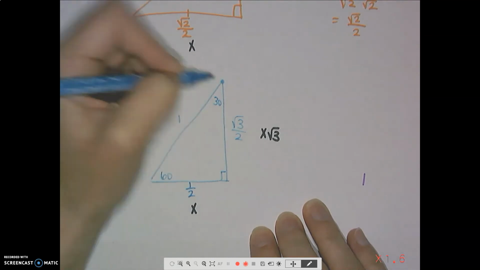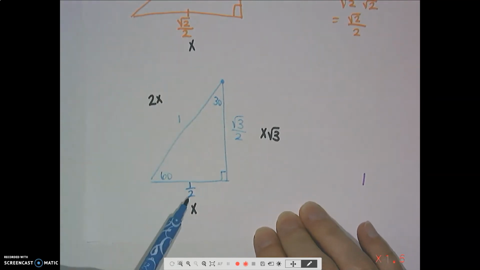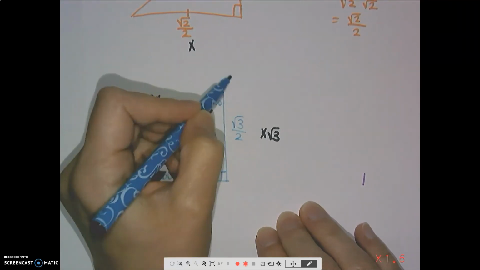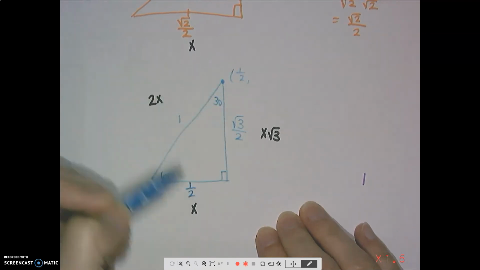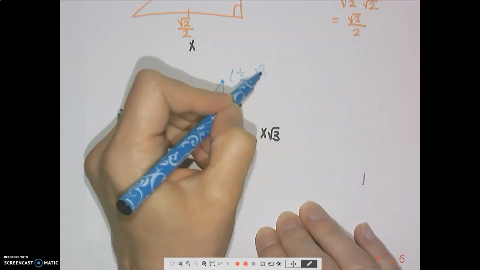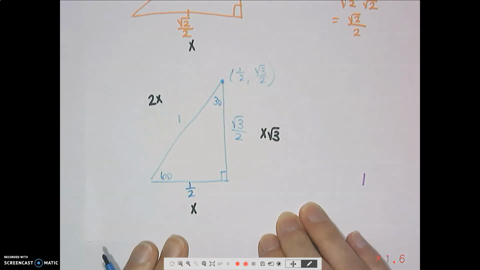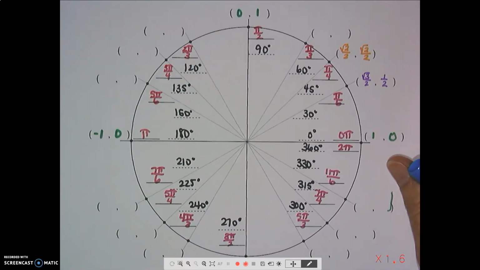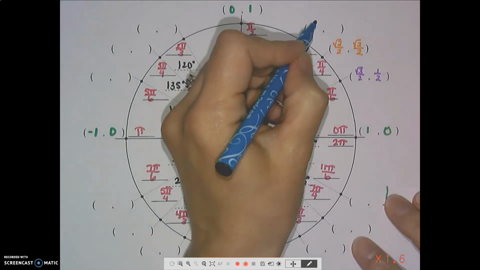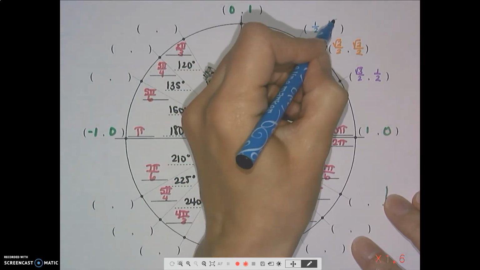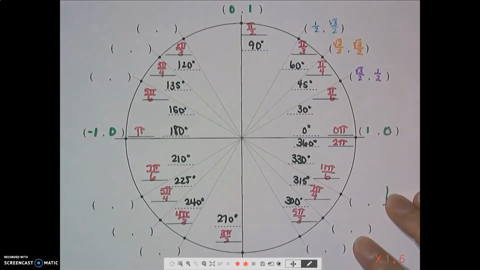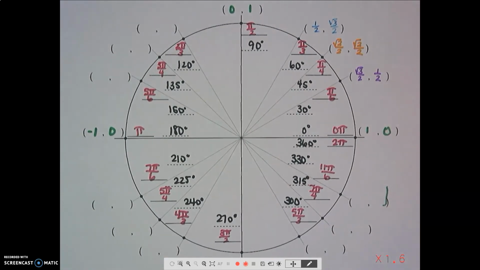So if we look at the coordinates of this point, then we went 1/2 in the x direction and radical 3 over 2 in the y direction. So we're going to go back and fill those into our unit circle here. So we went 1/2 and radical 3 over 2. Okay, so we already know 90 degrees. We've got that going on there. So the next angle would be 120 degrees.